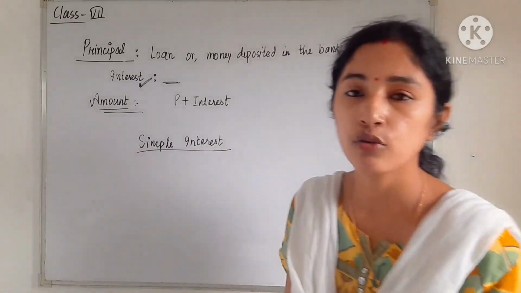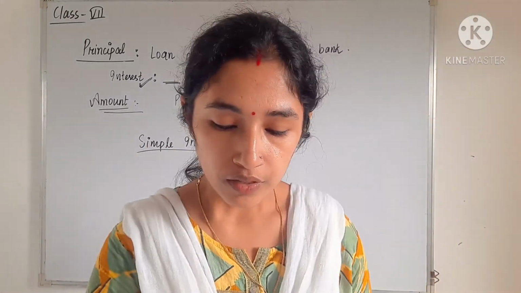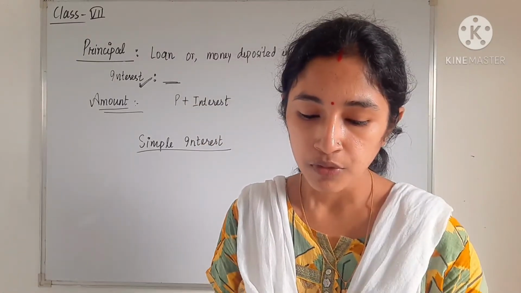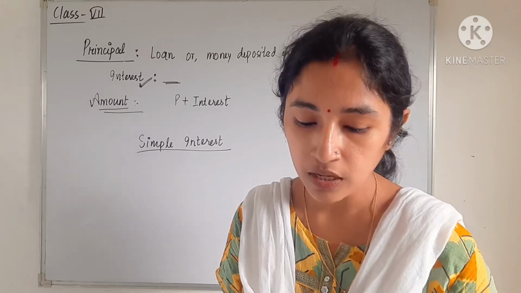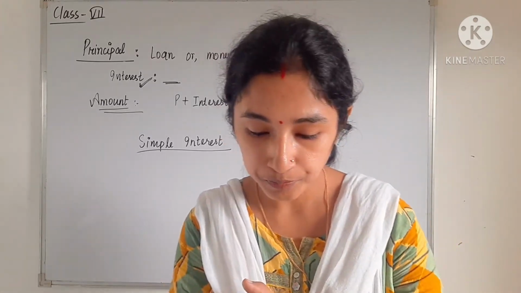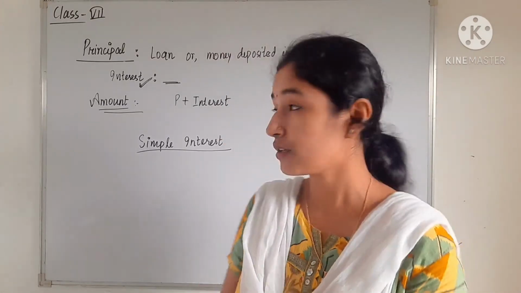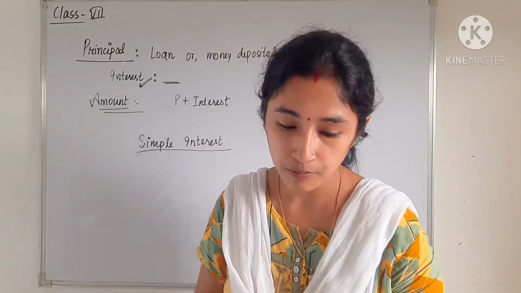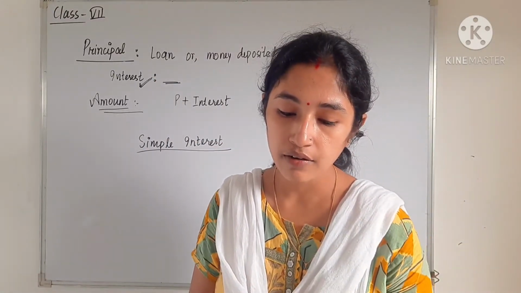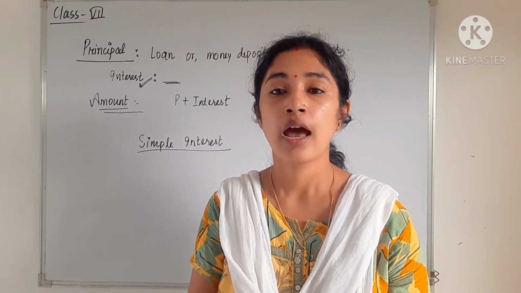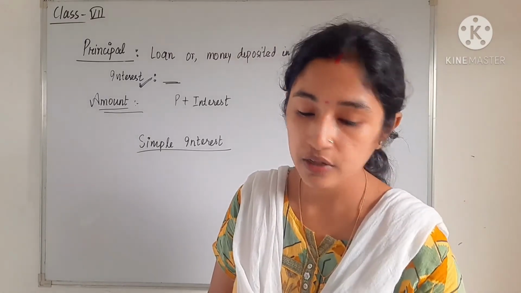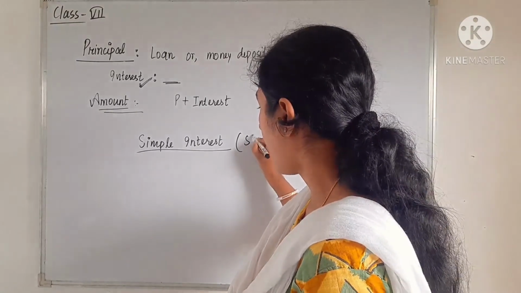So first of all you have to read simple interest. Here the definition is given in the book. The principal has to be returned back after a fixed period of time along with an additional sum. I already told you that additional sum is called what? Interest. So the interest that we are studying here is the simple interest, or you can say SI.